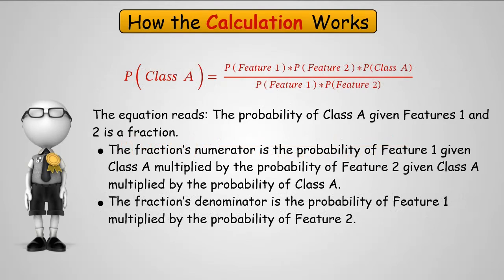The way you read this equation for the probability of class A given features 1 and 2 is a fraction. The numerator is the probability of feature 1 multiplied by the probability of feature 2 given class A, and then multiplied by the probability of class A. And the fraction's denominator is the probability of feature 1 multiplied by the probability of feature 2.